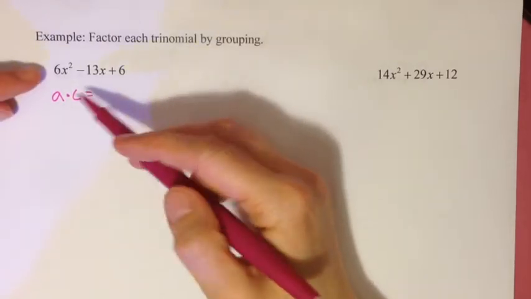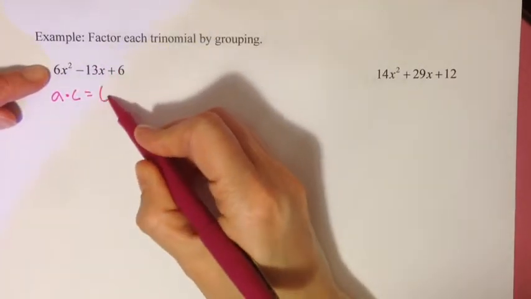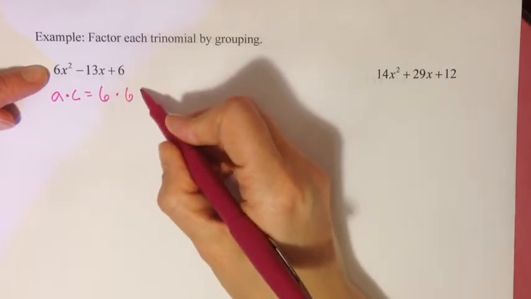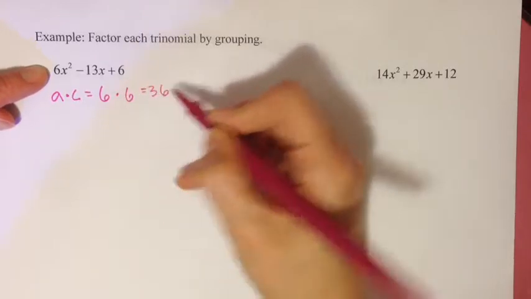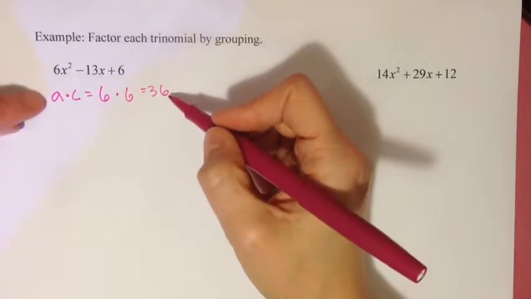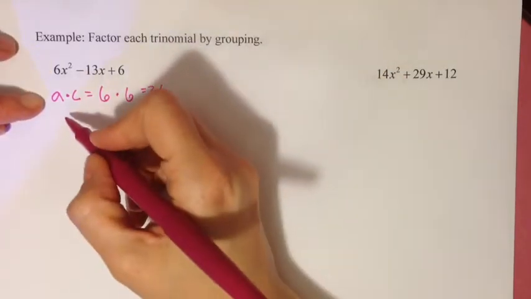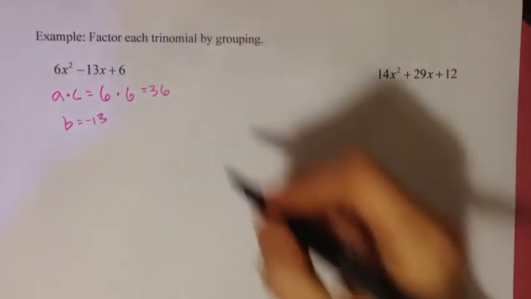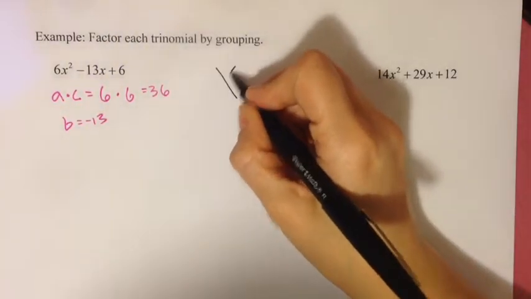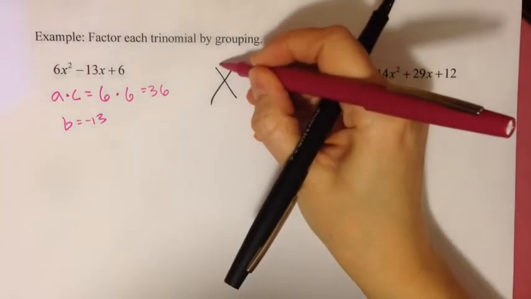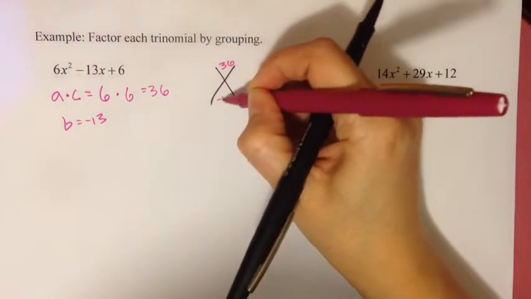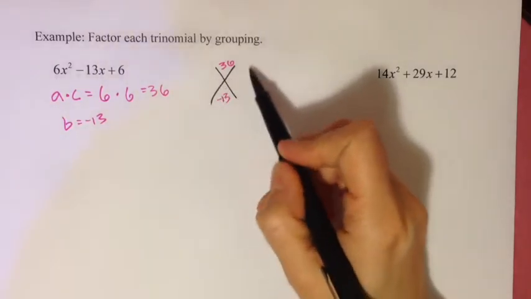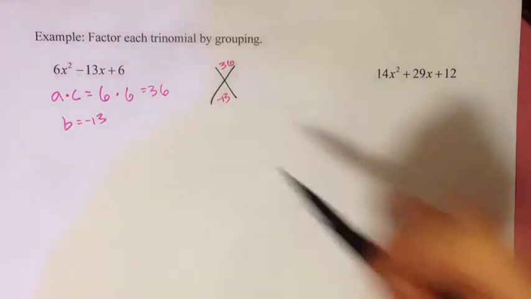And by a, I mean the lead coefficient, and by c, I mean the last term over here. So in this case, I have 6 times 6, which is 36. And then I'm looking for things that multiply to be 36, but add up to be b, which is negative 13. Sometimes students like to make this little diagram to keep their thoughts organized. So we're going to put the 36 up here and the negative 13 down here. I need to fill in the two sides with numbers that multiply to be 36, but add to be negative 13.